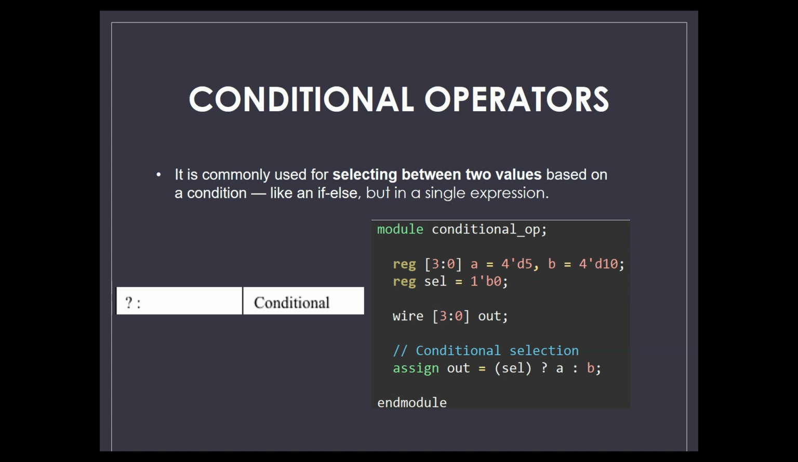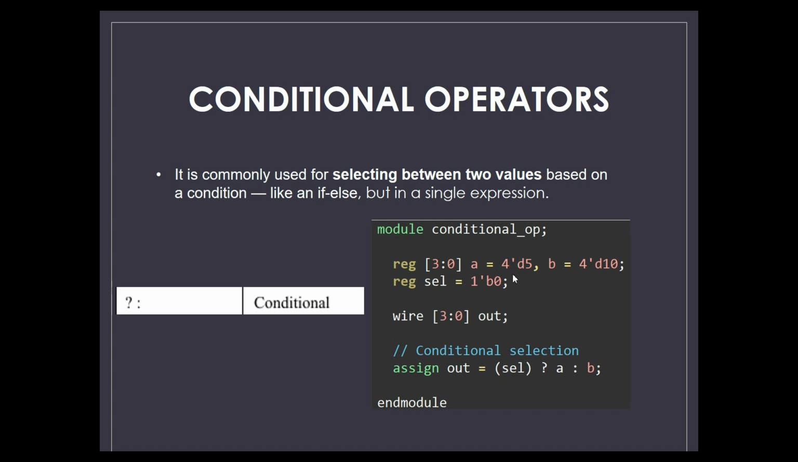Now let's take a look at the conditional operator. It is commonly used for selecting between two values based on a condition, like an if-else, but in a single expression. Verilog provides us with the support of the conditional operator, which can be used to select which output is to be assigned based on a given condition.